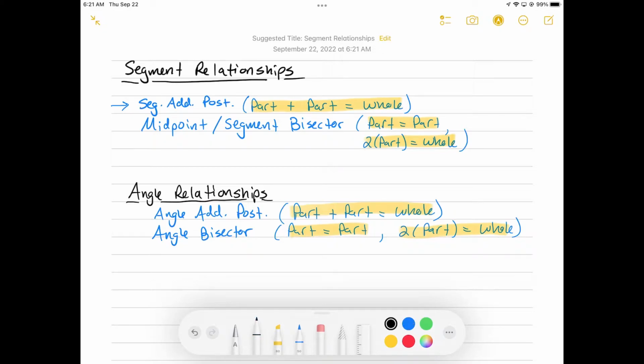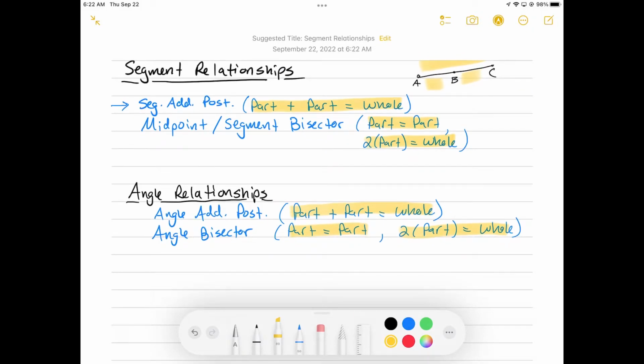part equals whole. So if I have some kind of situation like this, where I have points on the segment A, B, and C, creating segments AB, BC, and AC, then I know that these individual parts add up to the same as the whole thing. Okay?